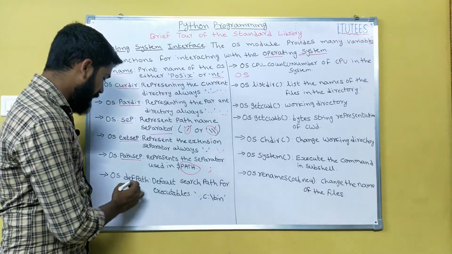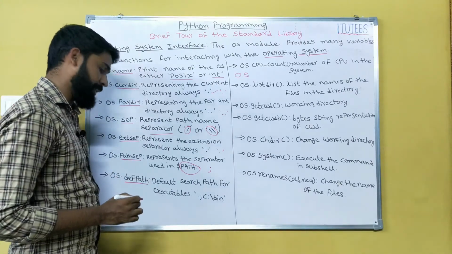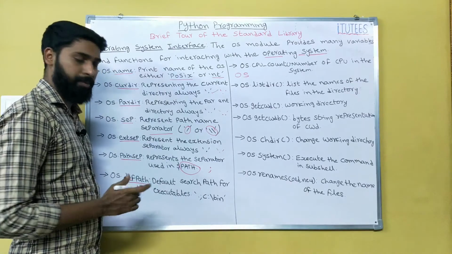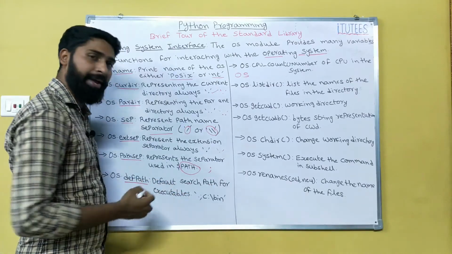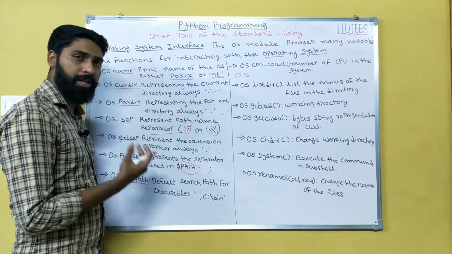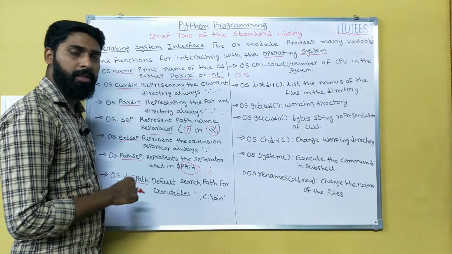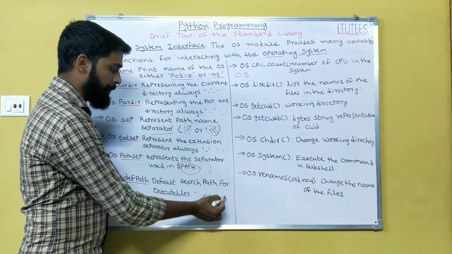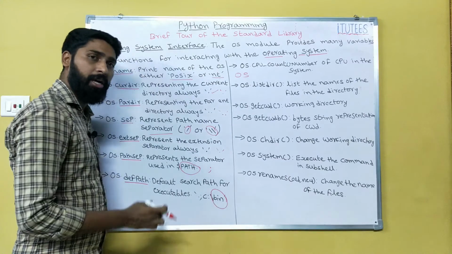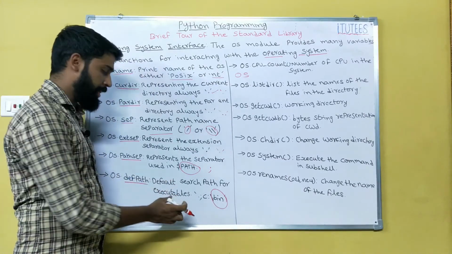os.defpath means the default path, the default search path for executables. For example, for executable files in Windows, we are searching the bin directory. The bin is the default search location for the executables.